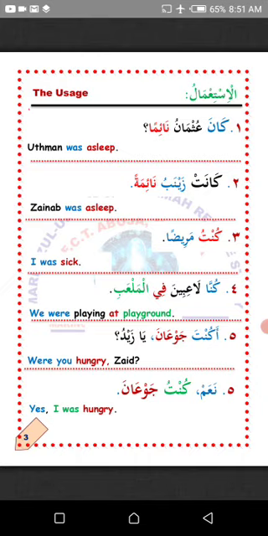Number 5: أكنت جوعانة يا زيد. Were you hungry, Zaid? Remember, the nun in جوعانة will never take double fataha or double dhamma, rather single fataha or single dhamma.